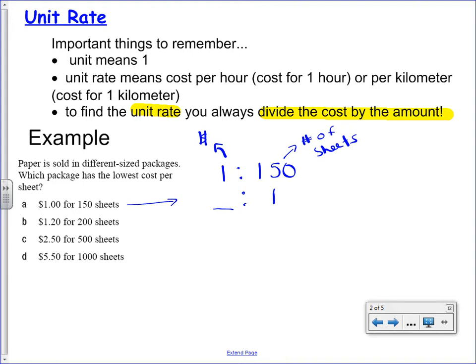How do I do that? I have to do this through division. 150, how do I get 150 to become 1? I do 150 divided by 150. Then I would do here 1 divided by 150. What do I get when I do 1 divided by 150? Jonathan?